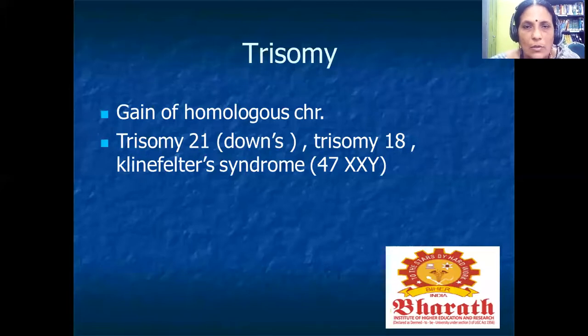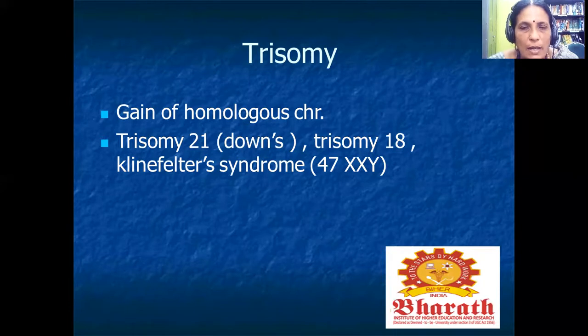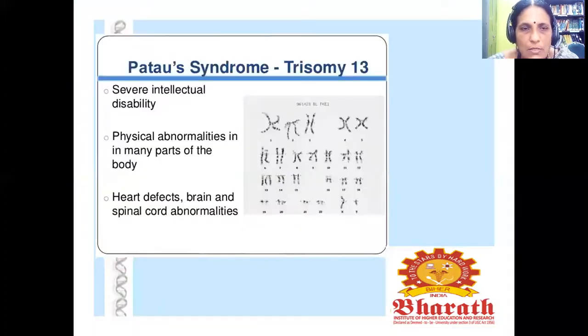So next we talk about trisomy. Trisomy is nothing but the gain of a homologous chromosome. Trisomy 21 you see in the case of Down syndrome. Trisomy 18, and in Klinefelter syndrome, 47 XXY, is an example of trisomy.